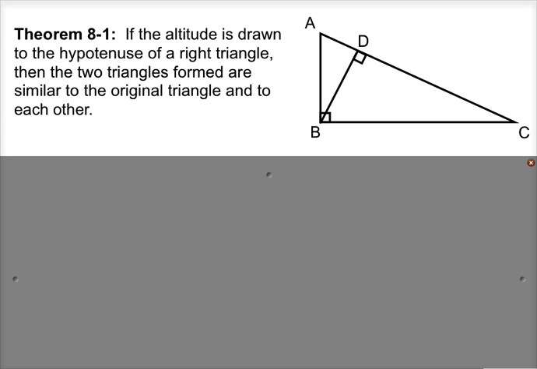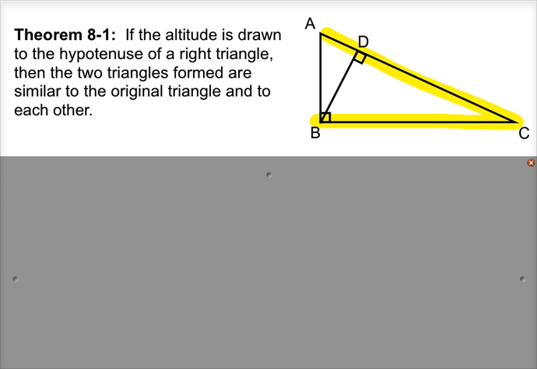Theorem 8.1. If the altitude is drawn to the hypotenuse of a right triangle, then the two triangles formed are similar to the original triangle and to each other. So it's really saying this. If you start off with this large right triangle and you draw in the altitude, you end up making other similar triangles. So the large triangle ends up being similar to this smaller green one, and it's also similar to, let me change the color so you can see it, this purple one over here. So the large yellow one is similar to the green one, and also similar to the purple one.